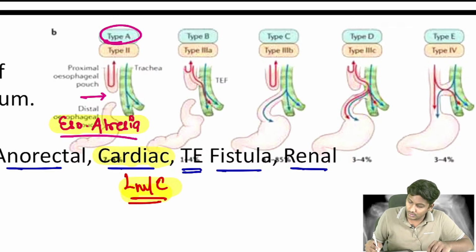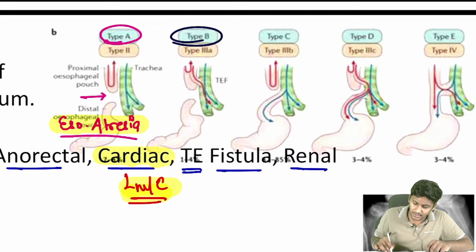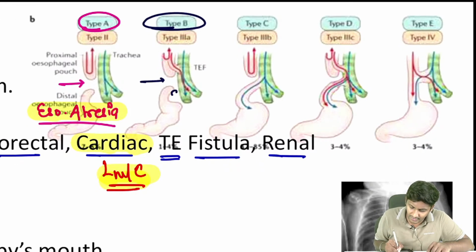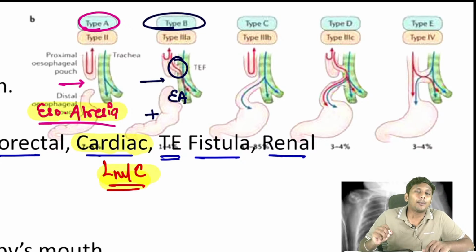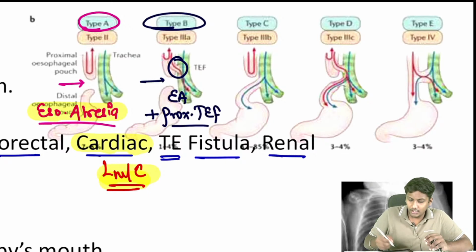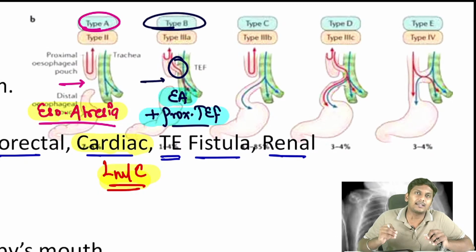Now type 2, type B. In type B, some part of the esophagus is absent, so the patient definitely has esophageal atresia. But along with esophageal atresia, can you see there is an abnormal connection between trachea and esophagus? Yes. That is a tracheoesophageal fistula. But that abnormal connection is with which part of the esophagus, the proximal or the distal part? The proximal part. So can we call it the proximal tracheoesophageal fistula? Yes. So if the patient has esophageal atresia plus a proximal tracheoesophageal fistula, that is type B.